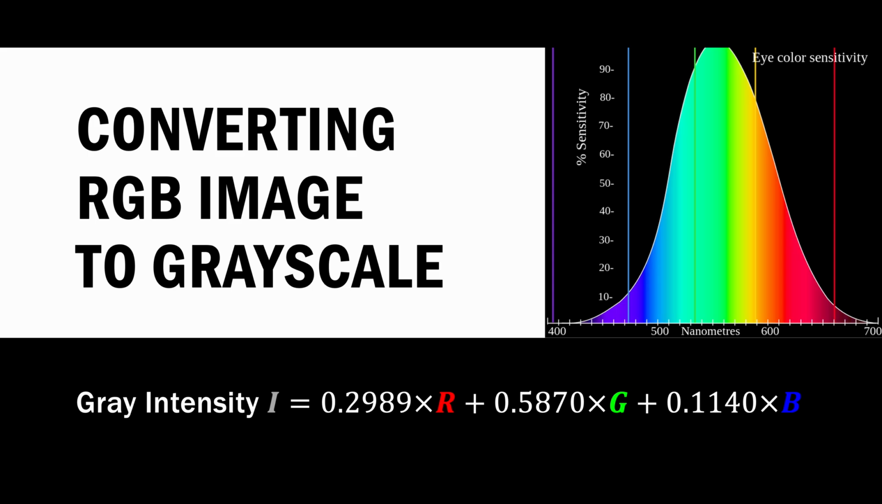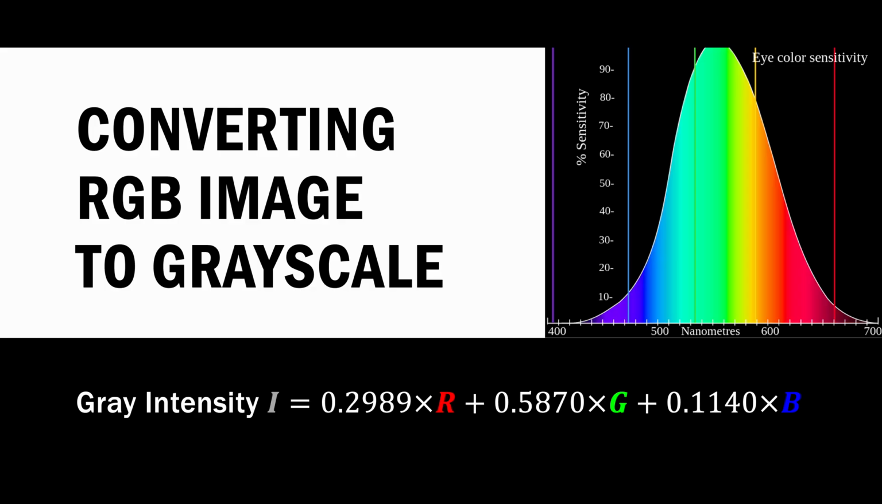In the standard formula, the grayscale intensity is computed as 0.2989 times the red channel plus 0.5870 times the green channel plus 0.1140 times the blue channel. Notice that the green channel carries the largest weight, almost 60%, since our eyes are most responsive to green. Red contributes about 30%, and blue contributes the least, about 11%, reflecting the fact that our eyes are less sensitive to blue wavelengths.